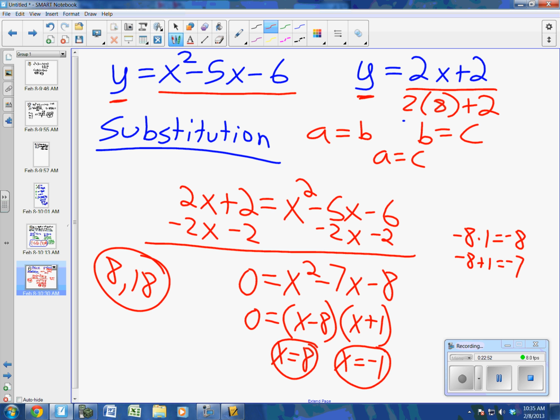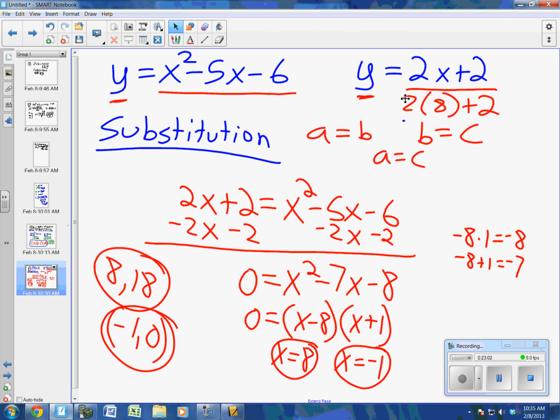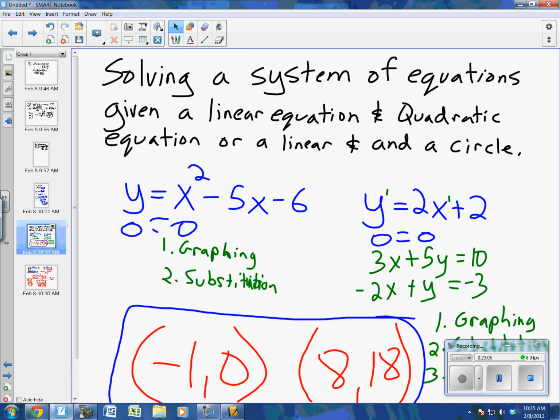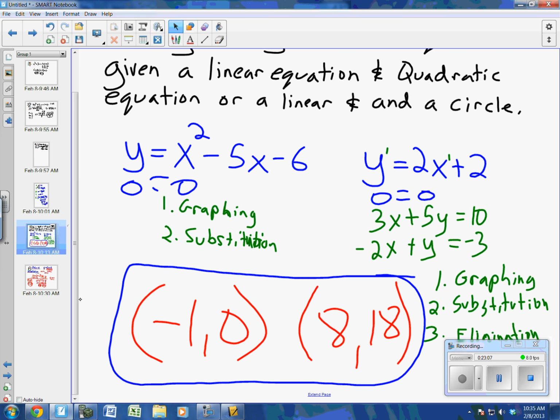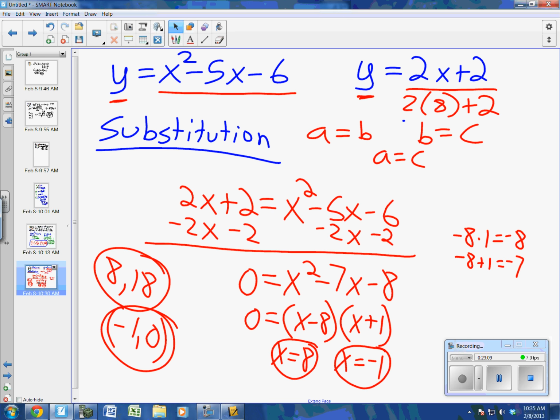We got to find both solutions. Now if I put negative 1 in there, 2 times negative 1 is negative 2. Negative 2 plus 2 is 0. So my other solution is negative 1, 0. That's the same two answers we got back here when we did this problem. See? Negative 1, 0 and 8, 18. We just did it by a substitution method this time.